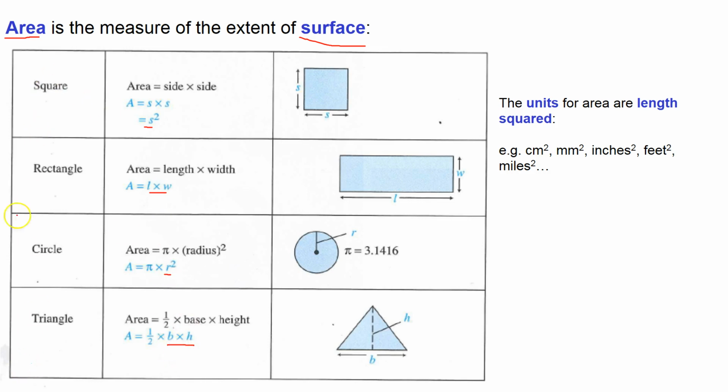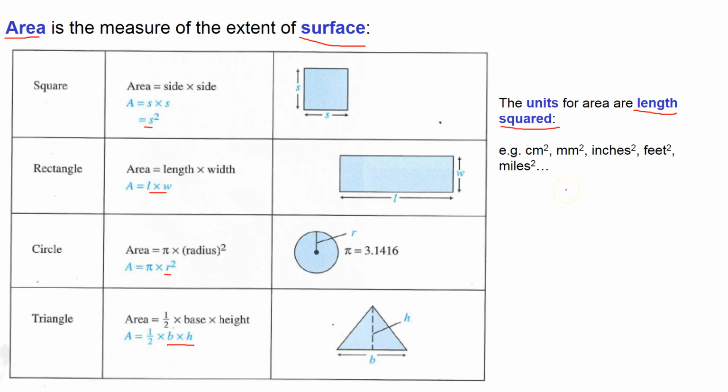Now, I don't want you to know these formulas. The take-home message here is that the units for area are length squared. It's always going to be one length multiplied by another. So they're going to be things like centimeters squared, millimeters squared, inches squared, feet squared, miles squared, etc.